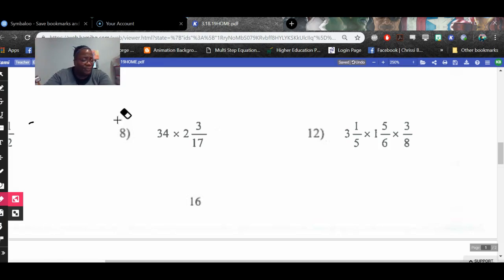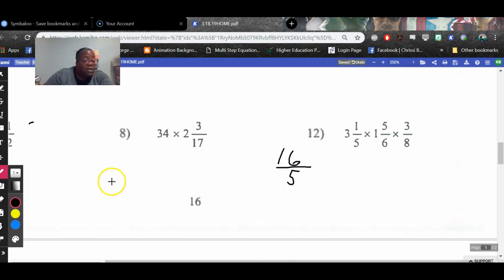All right, here we go. So now I'm going to have these two mixed numbers. I'm going to work with these two first, and then I'm going to multiply this one into it. So first changing these into improper fractions. 3 times 5 is 15 plus 1 is 16. And then 1 times 6 is 6 plus 5, 6, 7, 8, 9, 10, 11. So I have 11 over 6 here.